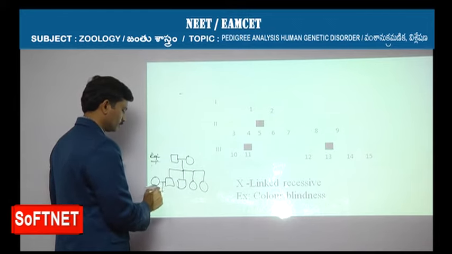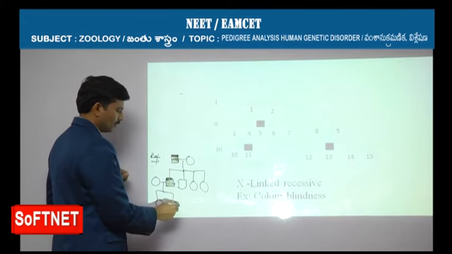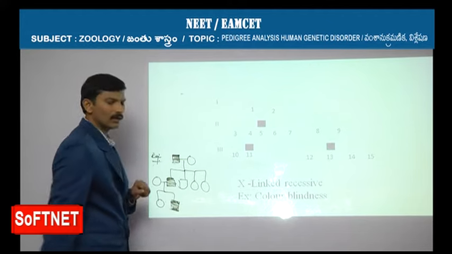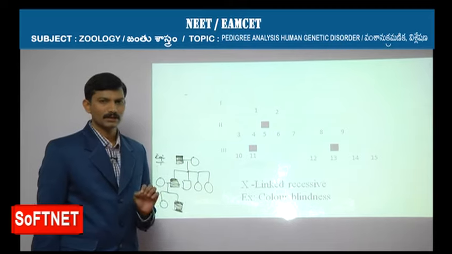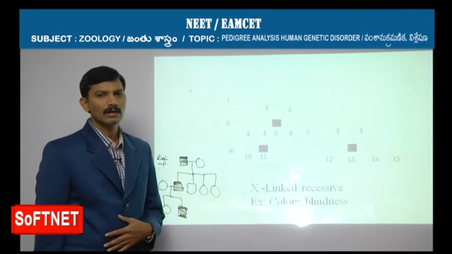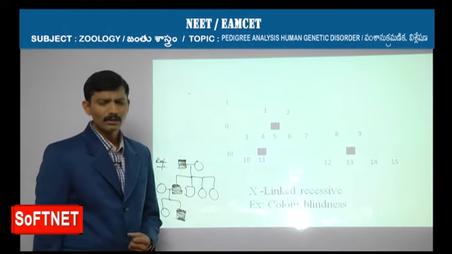Suppose in the given pedigree chart, whether the parents or the progeny, all the males are affected and the females remain unaffected. So it will easily help us in predicting what kind of trait it is.